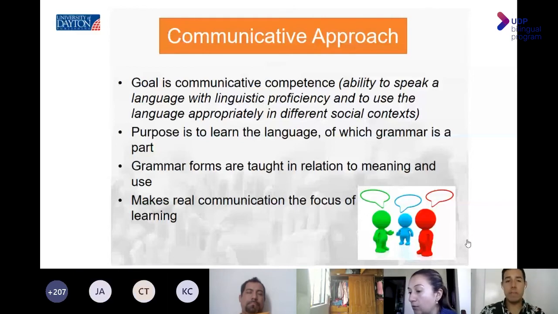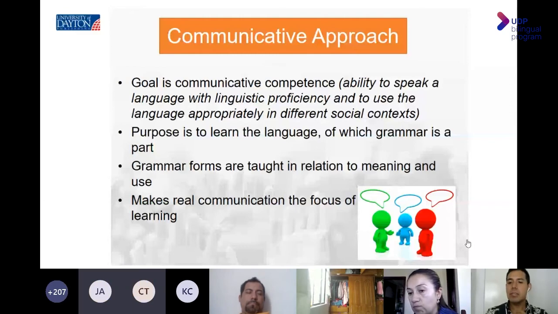Okay, I'm not sure if everybody can see this slide that has example activity 1. I've got an email. It still says communicative approach. I don't know what's happening.